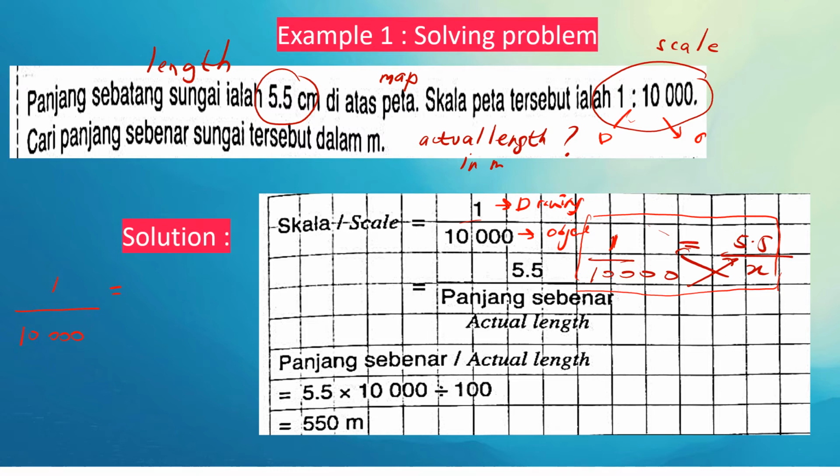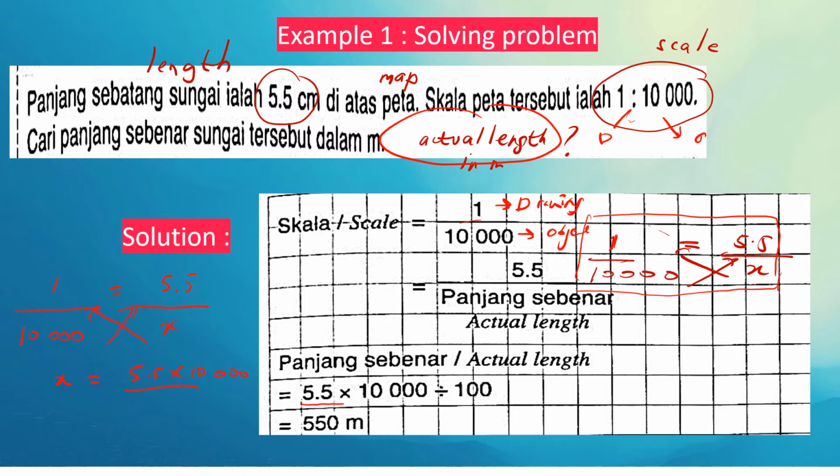So in this context, the drawing is 5.5 cm, so it's in proportion to 5.5. And 10,000 down here is the object, the original one, which is what you want to find. Let's put x as the original one. To find x, you do cross multiplication. So x times 1 is x, and 10,000 times 5.5. So the actual length is 5.5 times 10,000.